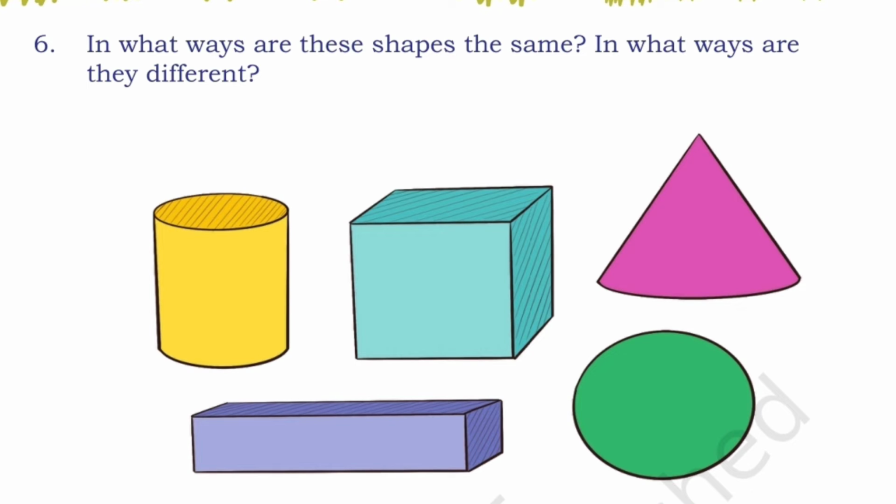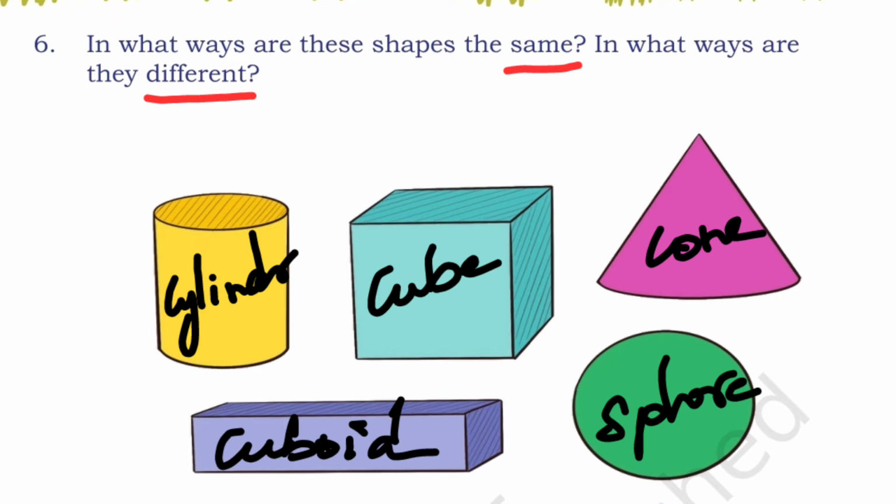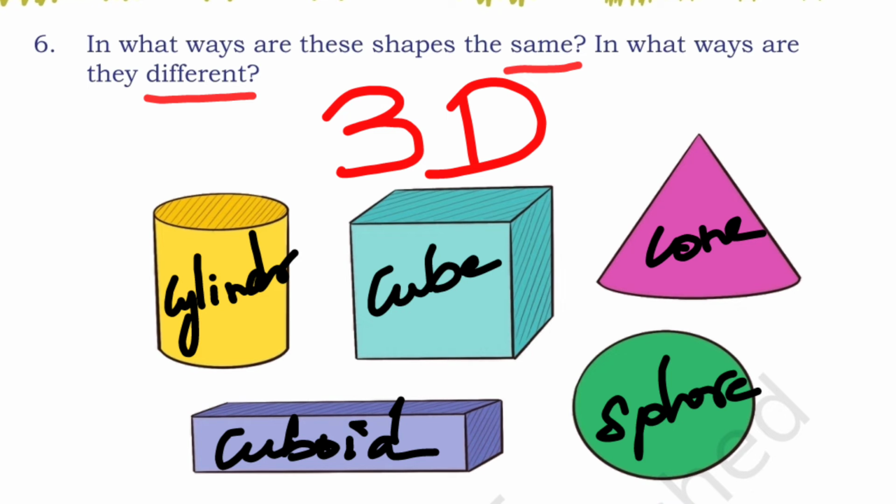The next one: in what ways are these shapes the same? In what ways are they different? So look at these shapes. We have cylinder, cube, cone, sphere and a cuboid. All these shapes are 3D shapes. So these shapes are the same in being 3D shapes. Now we will see in what ways they are different.